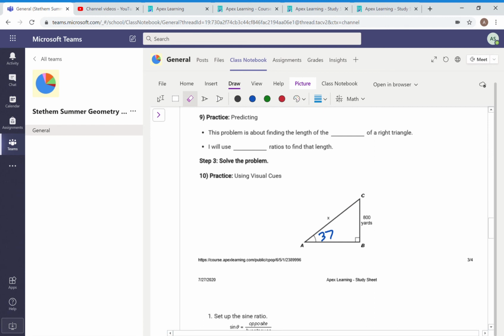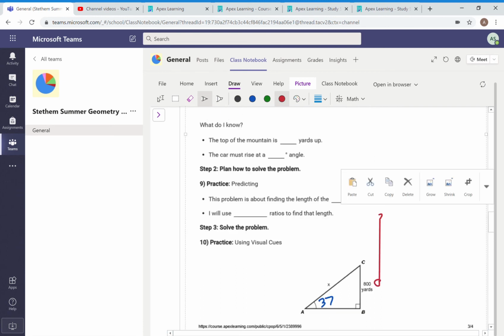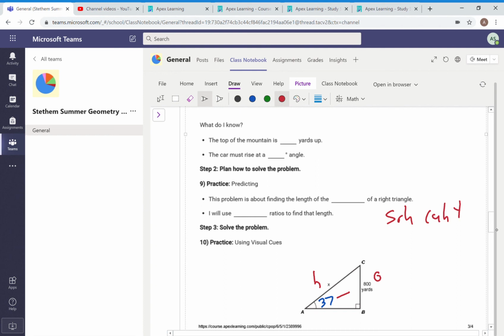Okay, so how do you solve using these? What I always like to do, you're given an angle. This is my opposite. Since it's across from my angle, this is opposite, and this is hypotenuse. That tells me, so SOH CAH TOA, I want to use the one with the O and the H, the sine.